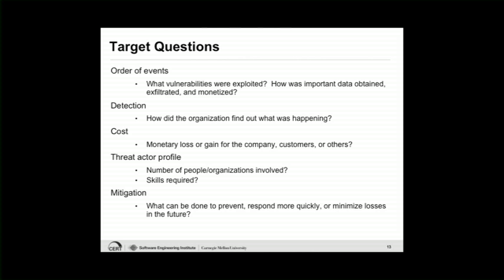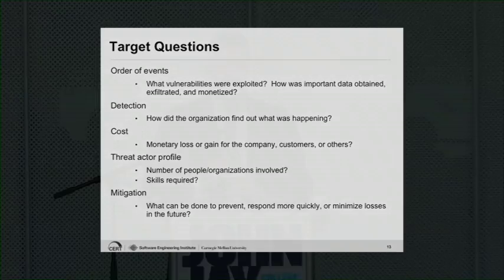I said, I want you to go and learn about the Target breach, and you have 1 hour to do it in class. Here's what I want you to find out, in this order. Find out the order of events with the incident. How was it detected? What are the costs? Who are these threat actors? Who do we think is behind it? And what would you do to prevent it from happening again?